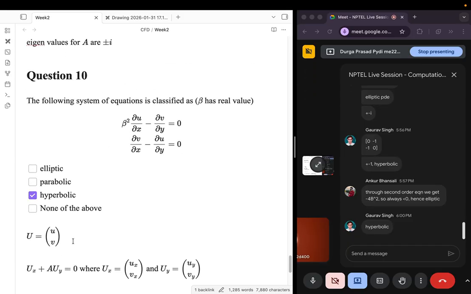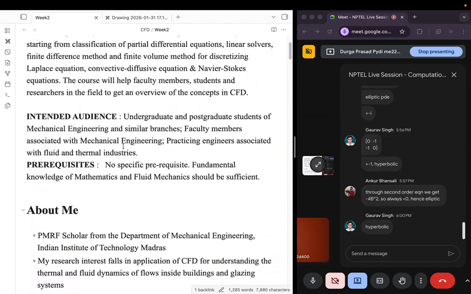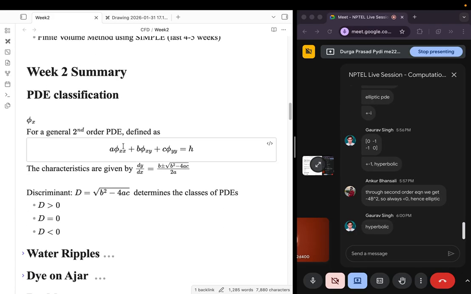To give you a recap, if there are no questions, I'll just quickly give you a recap and then we'll end the session for this week. The main idea for this week's session is, given a partial differential equation, how do you identify which kind of equation it is?